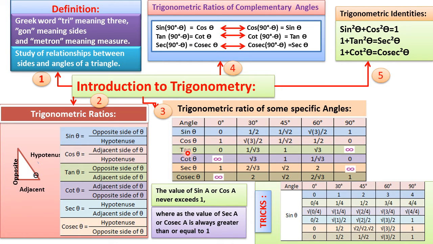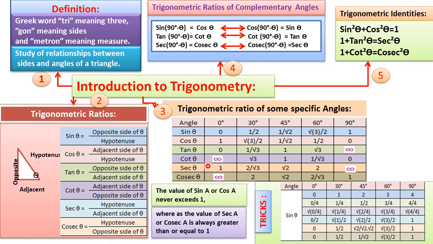And the tan theta, how to fill the tan theta values? Tan theta is nothing but equal to sin theta by cos theta. Just take the ratio of these two, it will give me tan theta. And cot theta is nothing but the reciprocal of tan theta. And sec theta is nothing but 1 by cos theta. Cosec theta is nothing but 1 by sin theta. So once you remember the value of sine of various angles, then you will be able to fill up the values for all other trigonometric ratios.